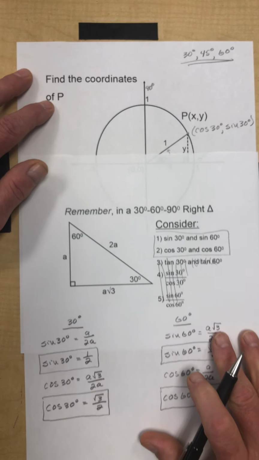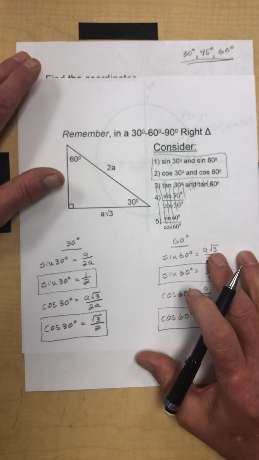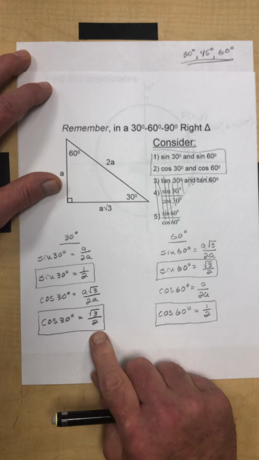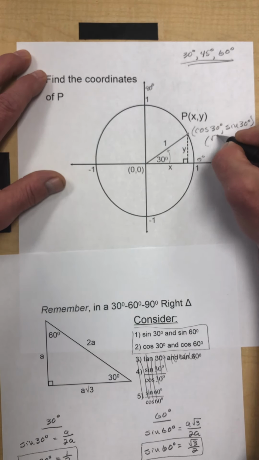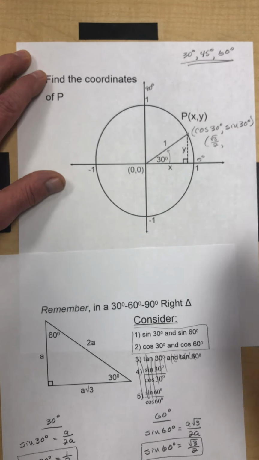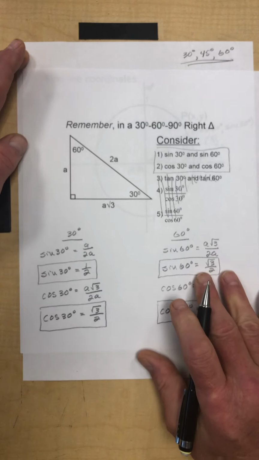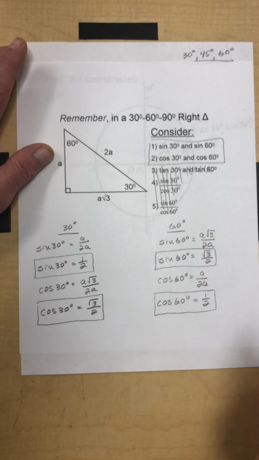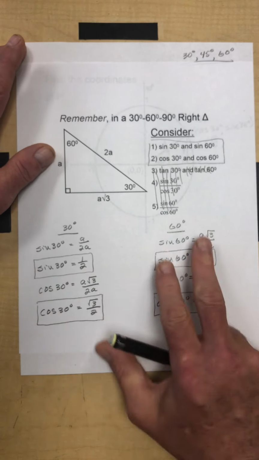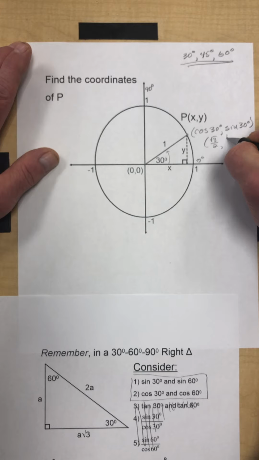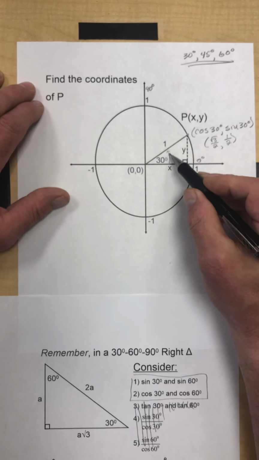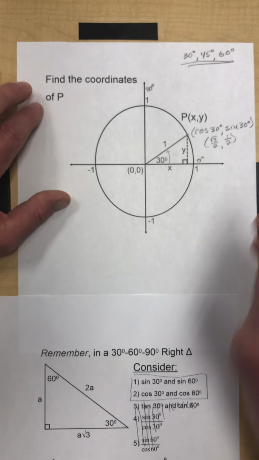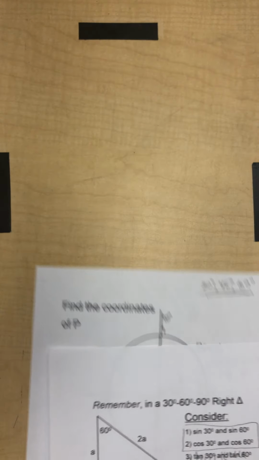So let's see, cosine of 30 is radical 3 over 2. So this has to be radical 3 over 2 for my x-coordinate. And then sine of 30, where did we do that? Sine of 30 is 1/2. So the coordinates of that point formed by a 30-degree angle of rotation are radical 3 over 2 and 1/2.